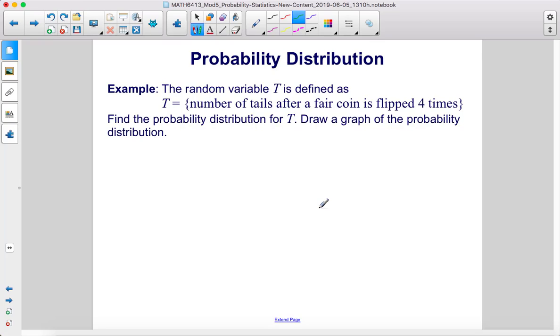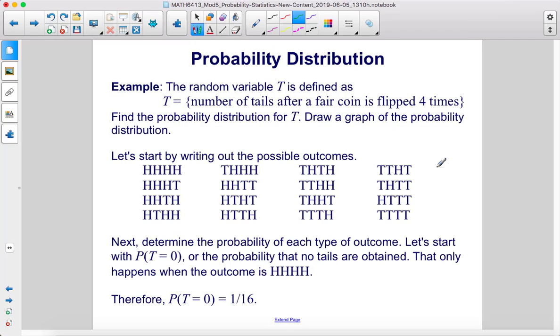Here's an example. The random variable t is defined as the number of tails after a fair coin is flipped 4 times. Find the probability distribution for t. Draw a graph of the probability distribution. Let's start by writing out the possible outcomes. We have heads, heads, heads, heads; heads, heads, heads, tails; and so on.